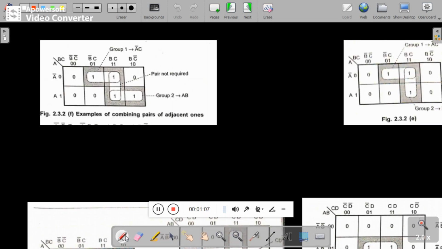Now let's consider this problem. K-map representation is given and you have to group it and you have to solve it. You have to see how many groups are possible. So for that, let me take you to Blackboard.